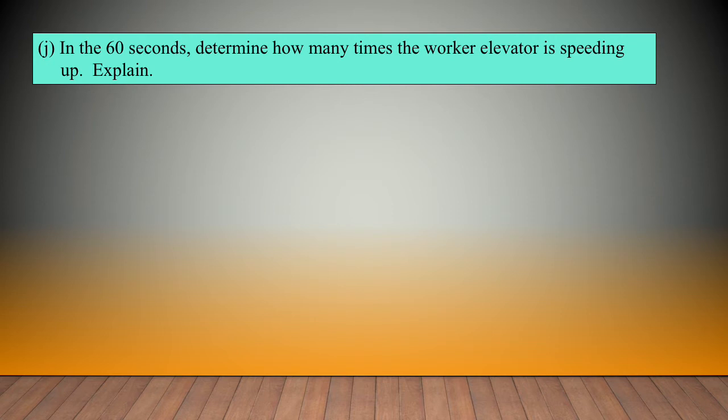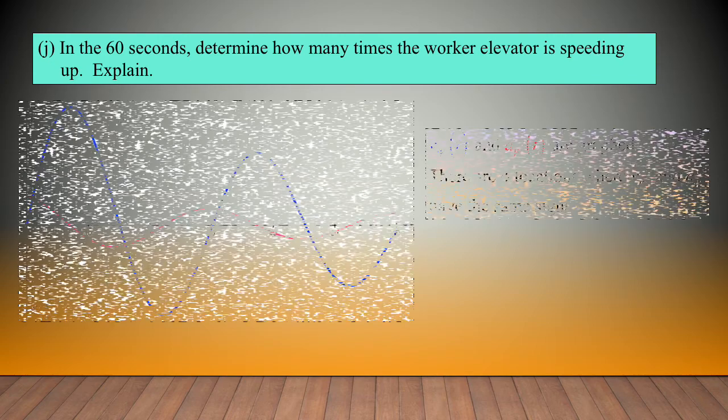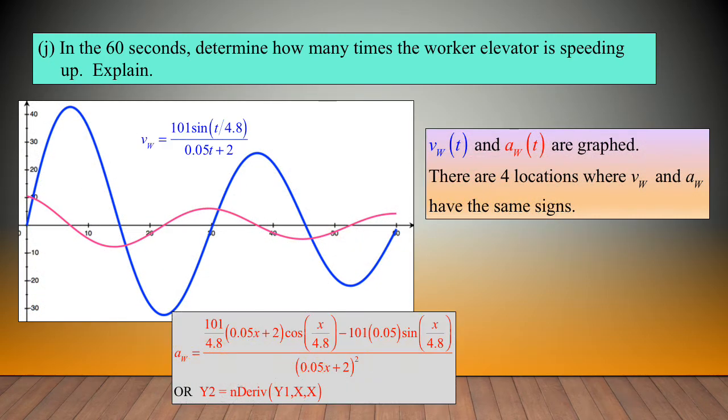Question J asks, in the 60 seconds, determine how many times the worker elevator is speeding up, and the answer must be explained. To do this, we are going to handle it graphically by looking at the v function and also the a function. And the a function is the derivative of the v function. There are two ways of doing this. One is to use the quotient rule.